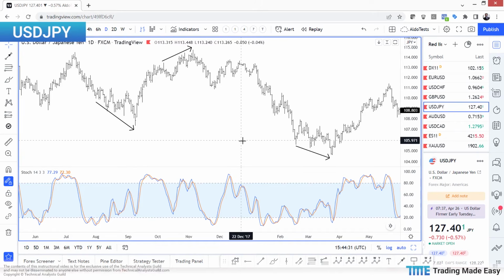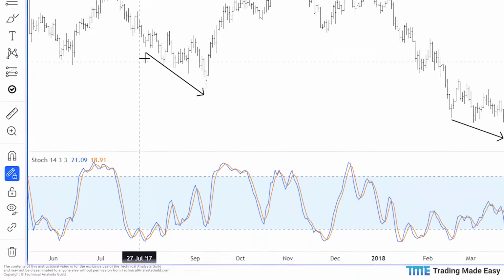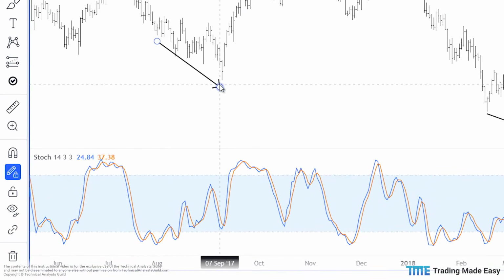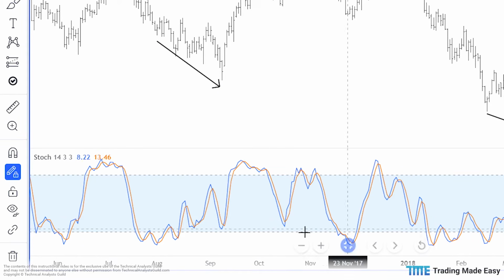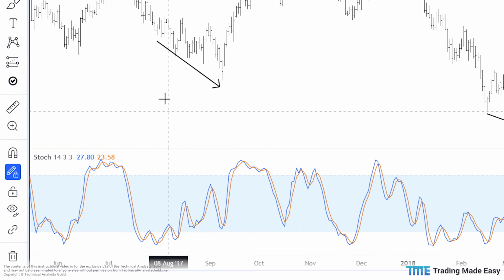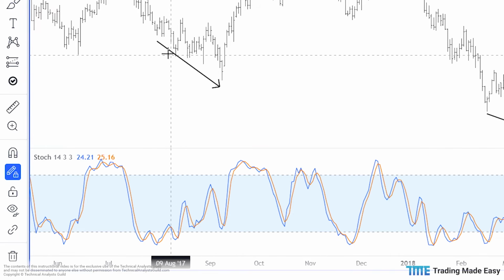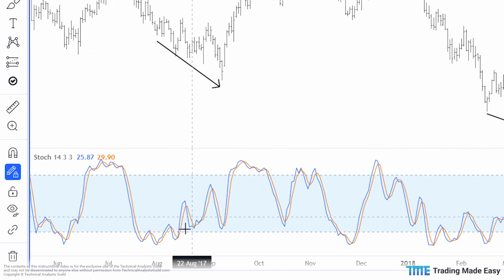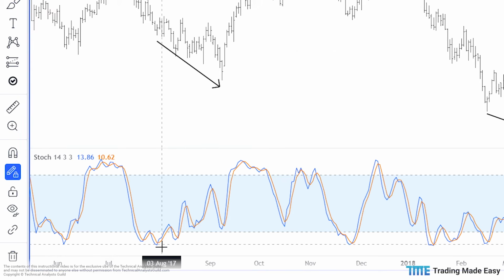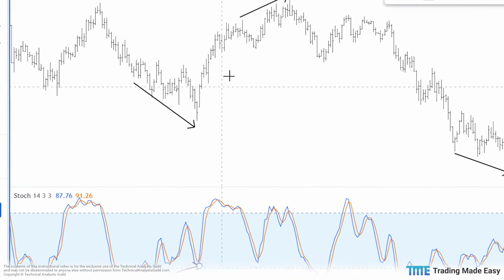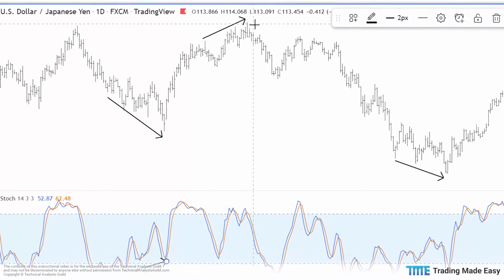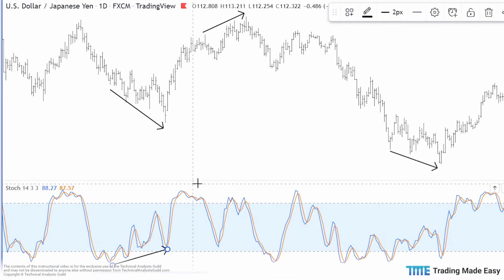We can see several examples. Notice how prices are coming down, right? Whereas the indicator is actually moving up. See, the indicator this low is higher than this low, whereas in price this low is lower than this low and this low is lower than this one. So you can see the indicator is moving up, right? Whereas prices are moving down. In this case, you can see prices moving up, and notice what the indicator is doing. In the same period, the indicator is actually moving down.